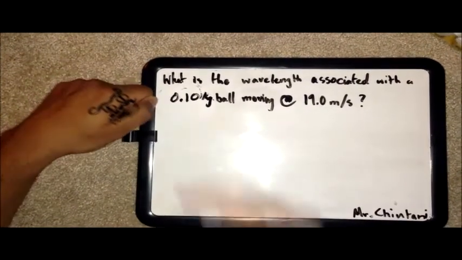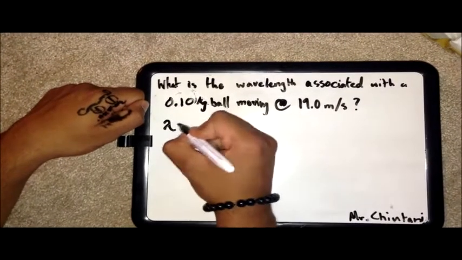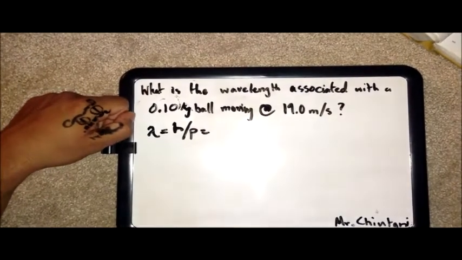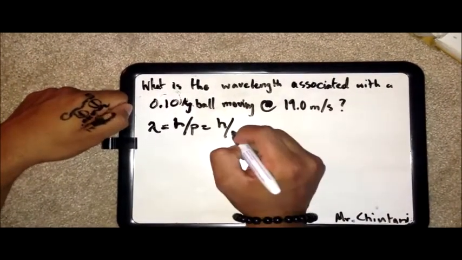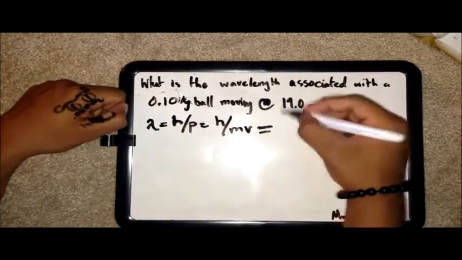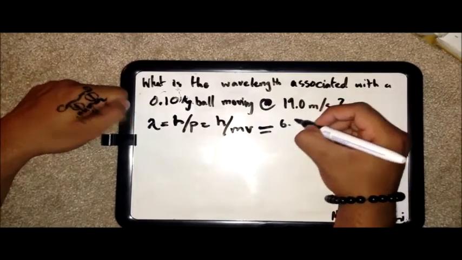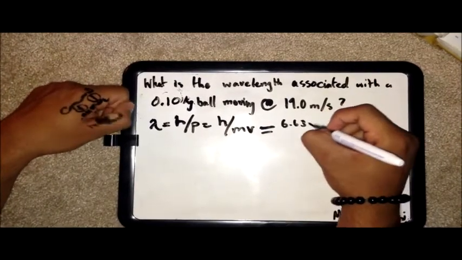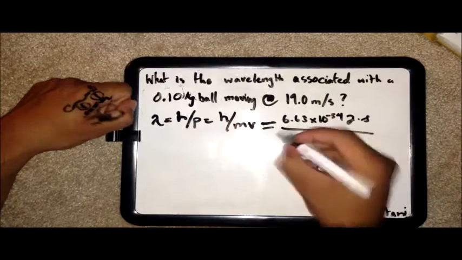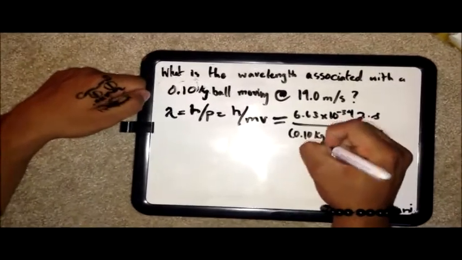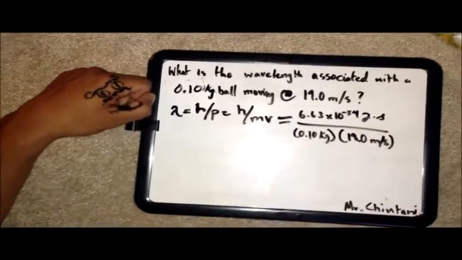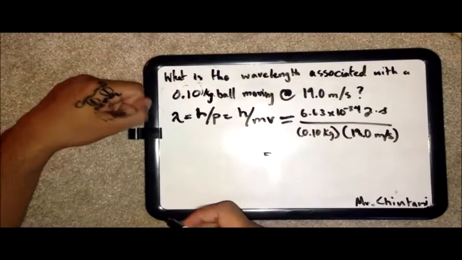So let's start. We know that the wavelength is equal to Planck's constant over momentum, which is then equal to Planck's constant over mass times speed. So then we can break this down. We know that Planck's constant is 6.63 times 10 to the negative 34 joule-seconds, over 0.10 kilograms multiplied by 19.0 meters per second. And then, can somebody give me the answer, please?